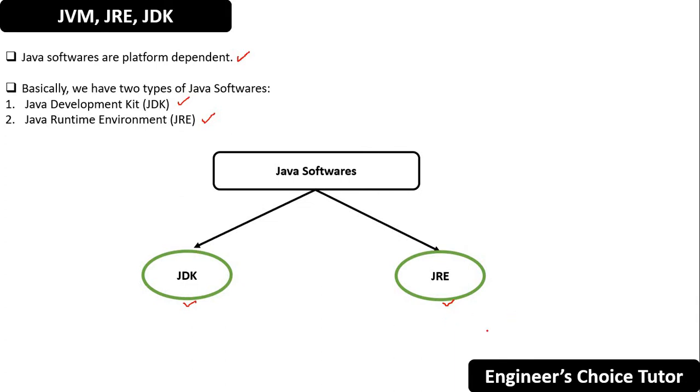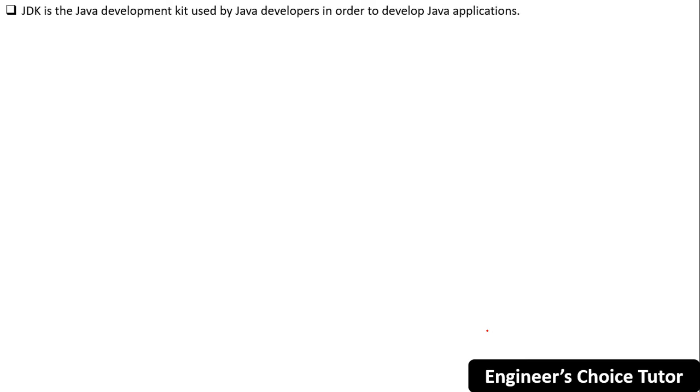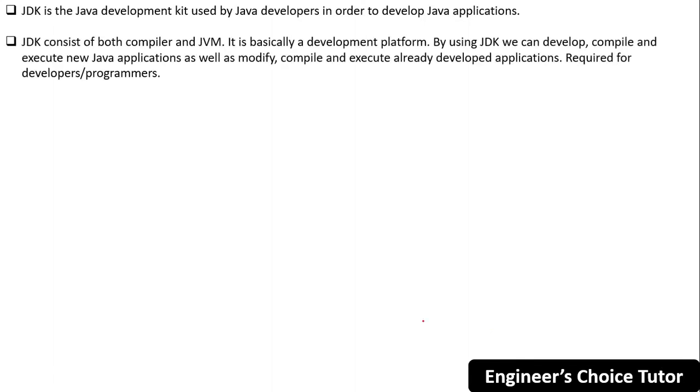Let's see the next one. So, JDK is the Java Development Kit used by Java developers in order to develop Java applications. It is in very simple language. JDK is nothing but a Java development kit which is used by programmers or Java developers to develop Java applications, right? And this JDK consists of both compiler and JVM.